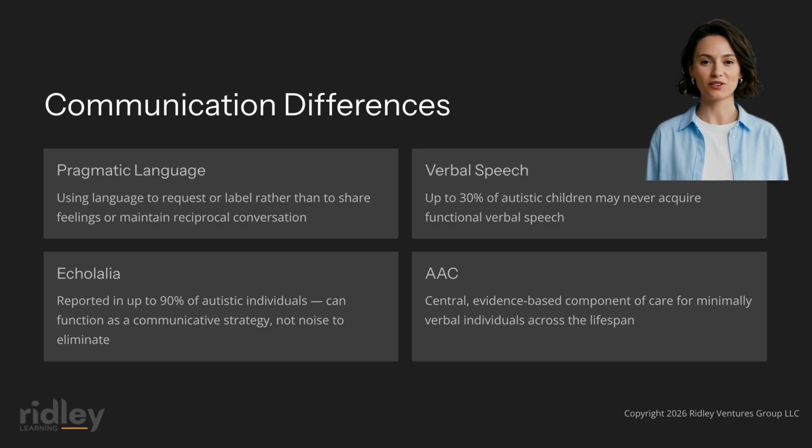Approximately 1/3 of autistic children also have a co-occurring intellectual disability or minimal verbal ability, and up to 30% may never acquire functional verbal speech, though this proportion continues to evolve as earlier intervention becomes more common.